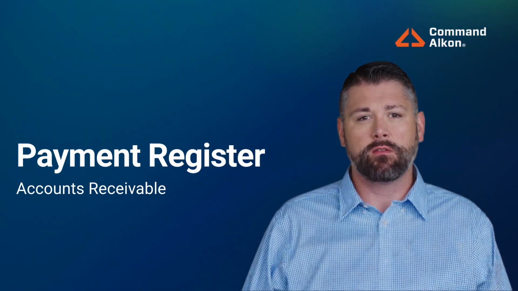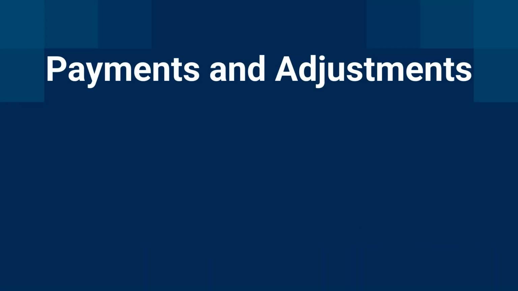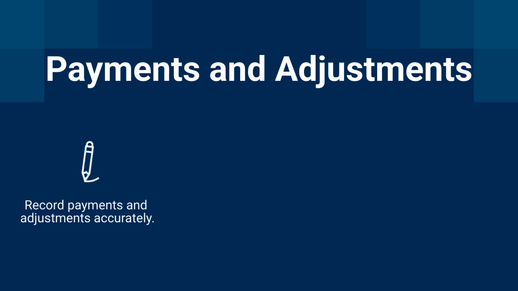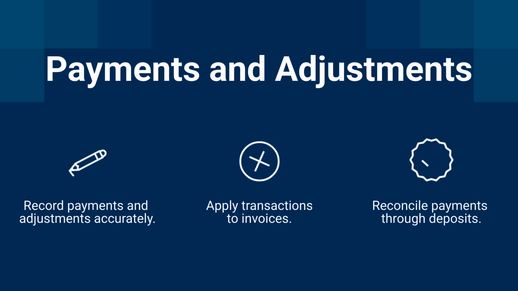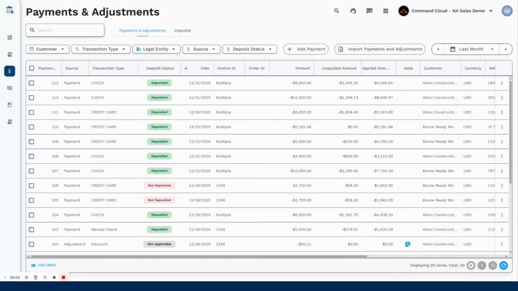Let's take a look. The Payments and Adjustments Register supports three core jobs: recording transactions, applying them to invoices, and reconciling cash through deposits. Together, these steps ensure customer balances and cash activity stay accurate from entry through reconciliation. The Payments and Adjustments Register has two sections: the Payments and Adjustments tab and the Deposits tab.